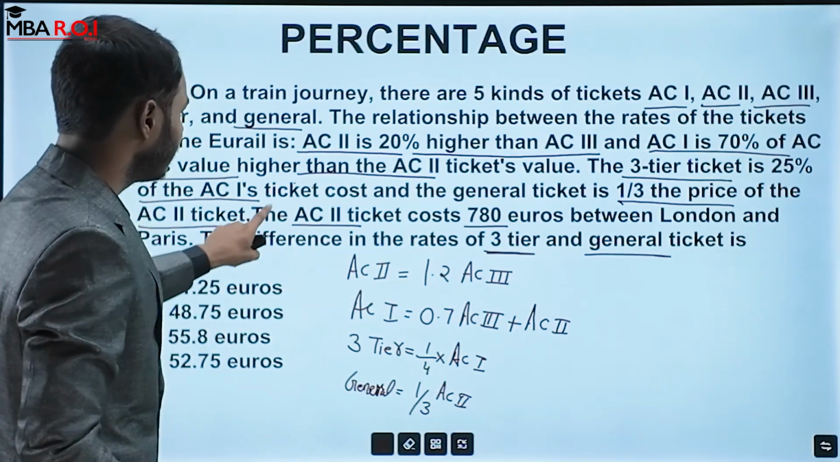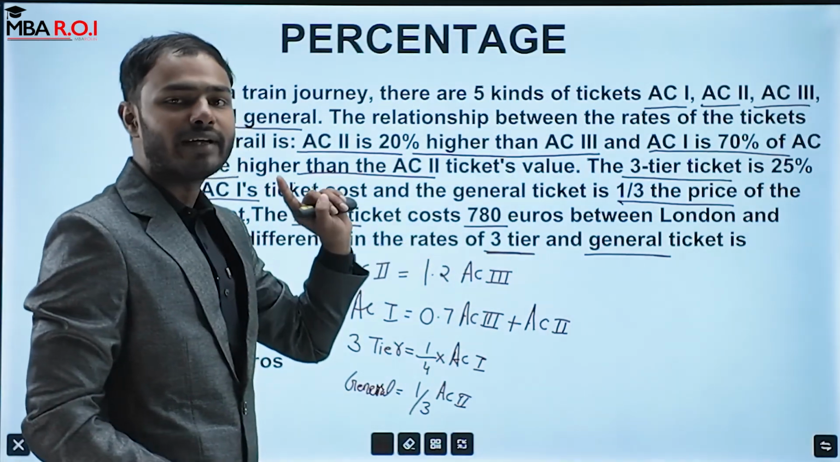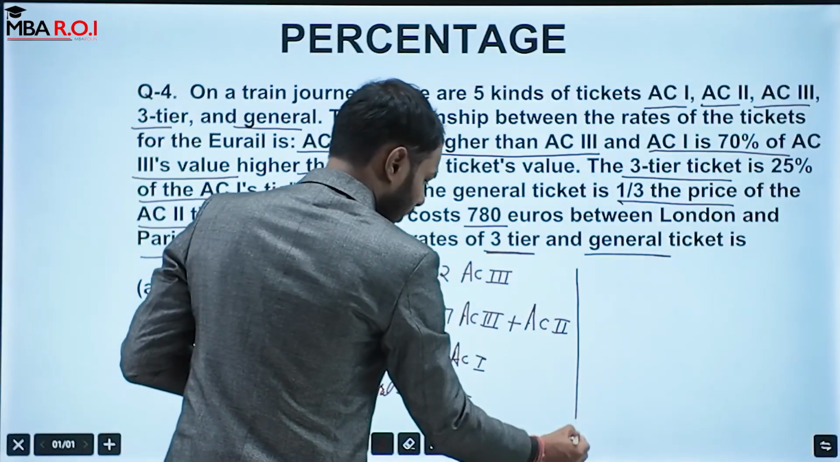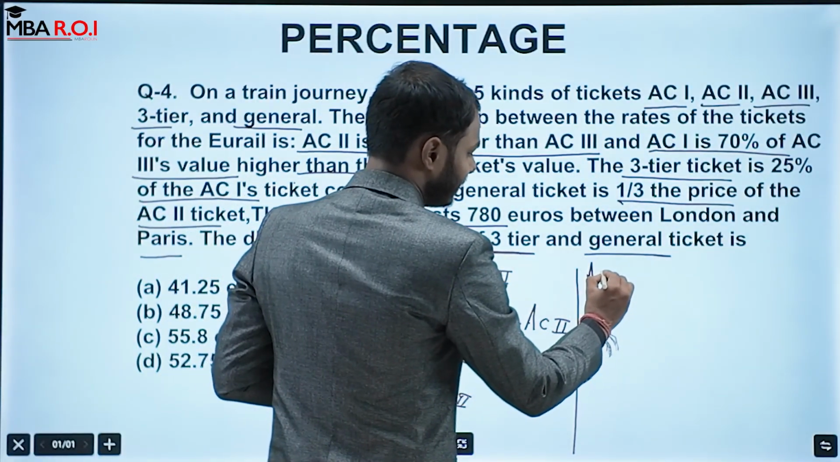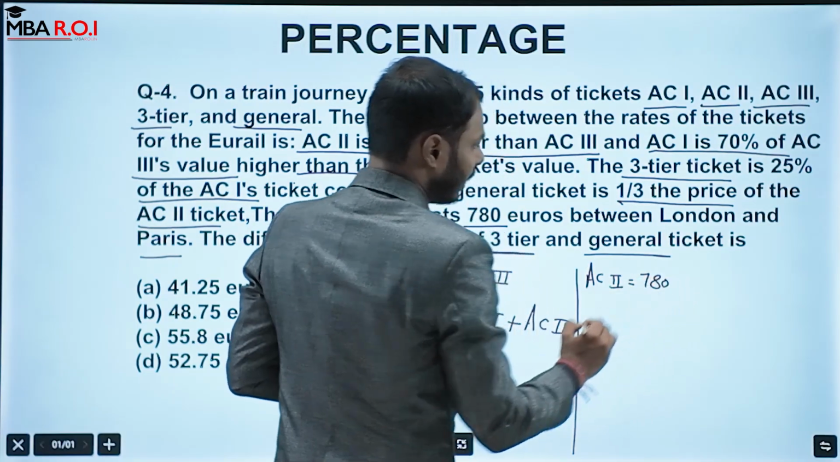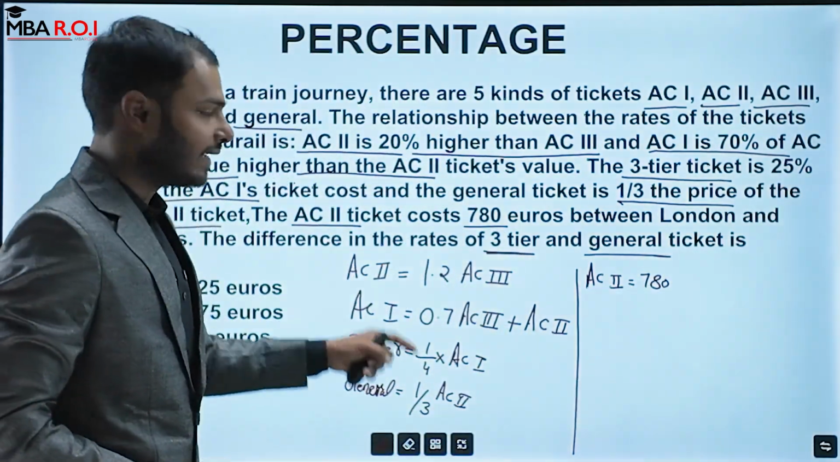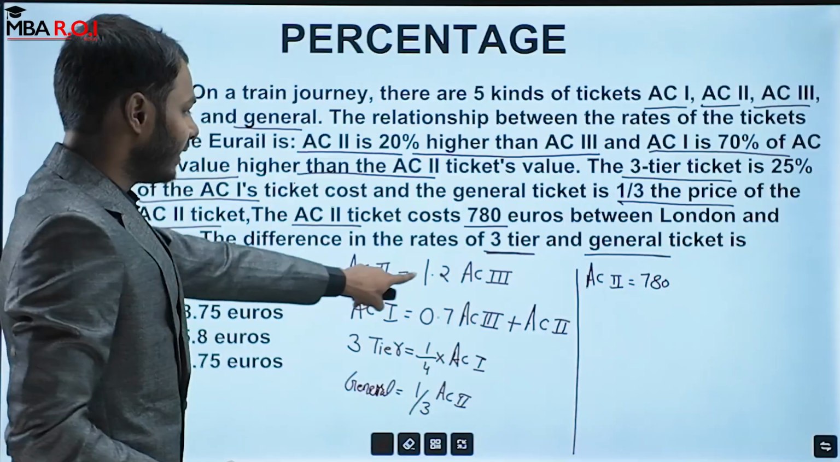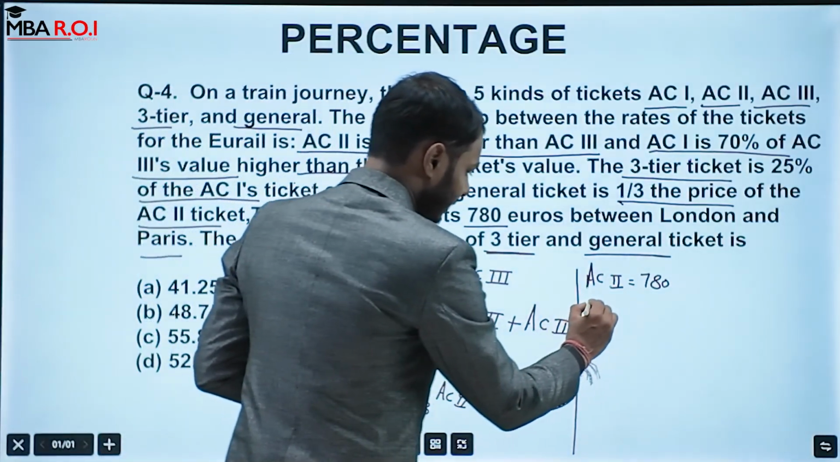Now let's read it further. AC second ticket costs 780 euros. Now I have a data. What is the data? That AC second is 780. Now from this I can find out the other data. Like now I can find this AC third. So what will be AC third?